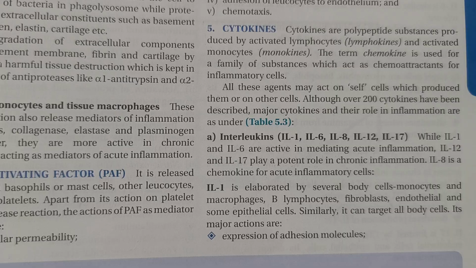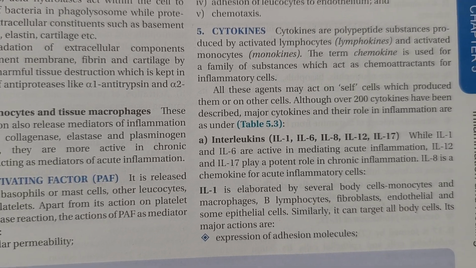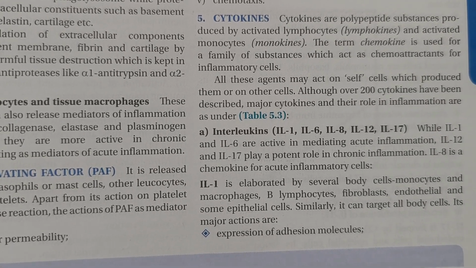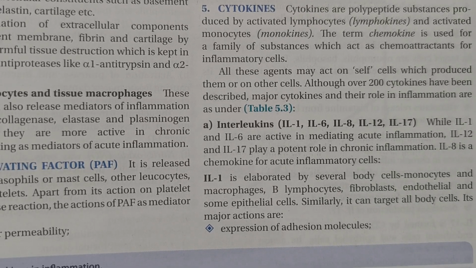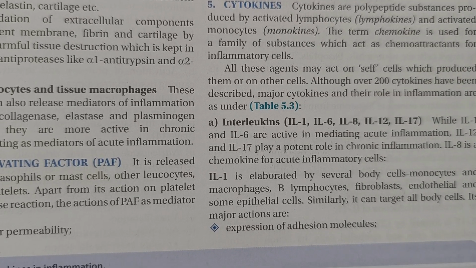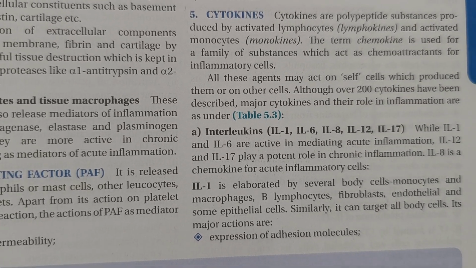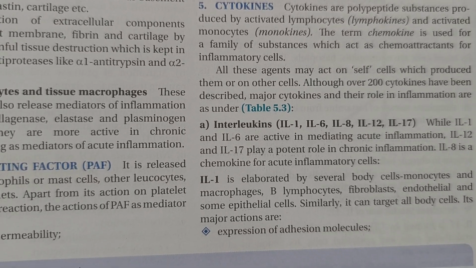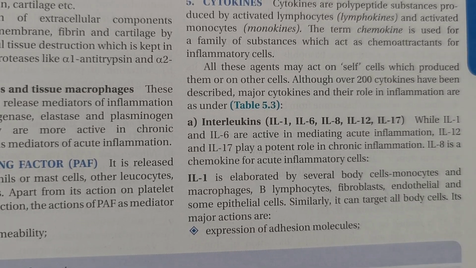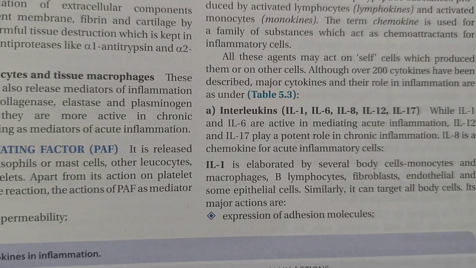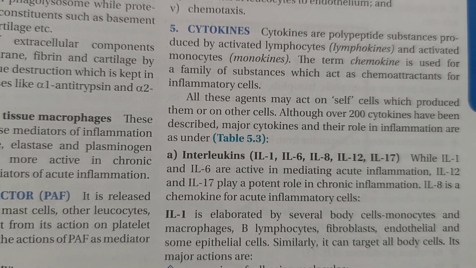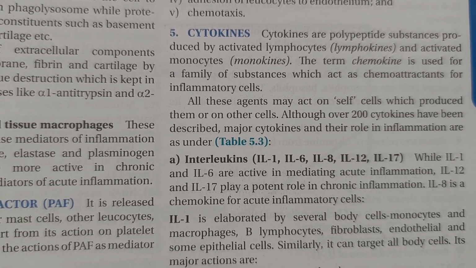Now let's see cytokines. Cytokines are polypeptide substances produced by activated lymphocytes, lymphokines, and activated monocytes, monokines. The term chemokine is used for a family of substances which can act as chemoattractants for inflammatory cells. All these agents can act on the same cells which produce them or on other cells. Although over 200 cytokines have been described, major cytokines and their roles in inflammation are described in the given table. So chemokines are basically polypeptide substances like kinins, but they are not similar.